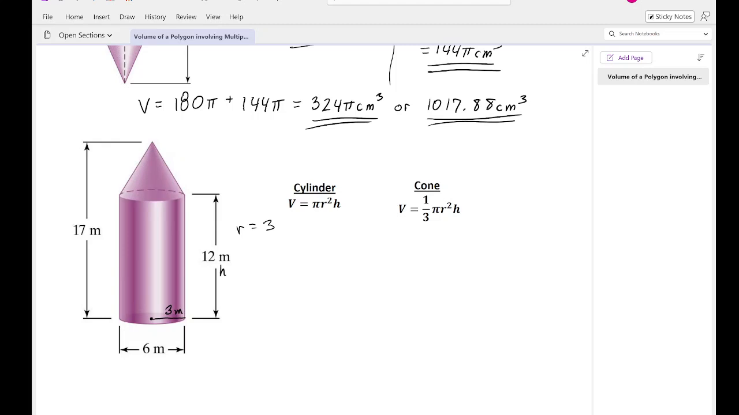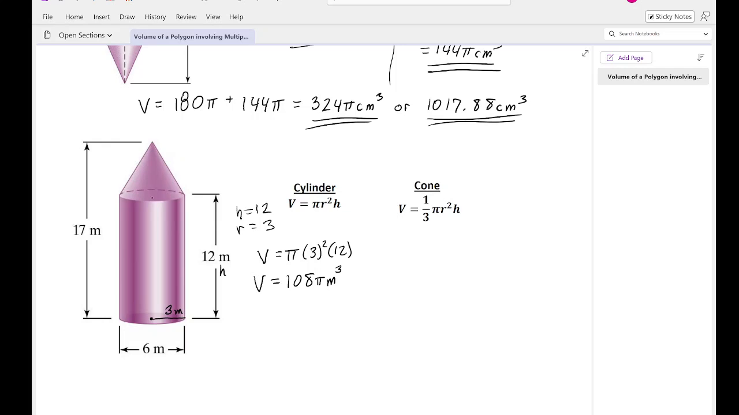So I got everything I need. So volume equals pi times 3 squared times 12. I'll write it right here. Let's just keep it consistent. So the volume is going to be for the cylinder, keeping pi, 108 pi cubic meters, not squared, cubic meters. So the volume of the cylinder, 108 pi cubic meters.